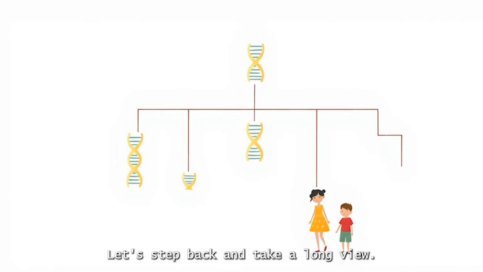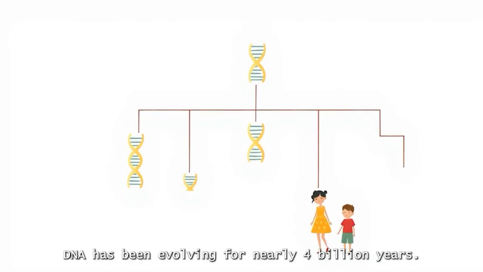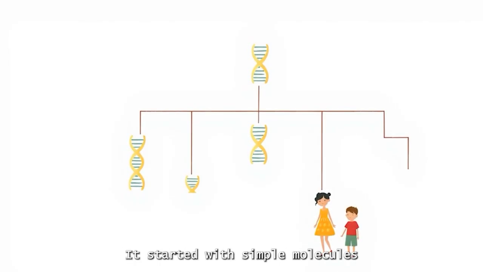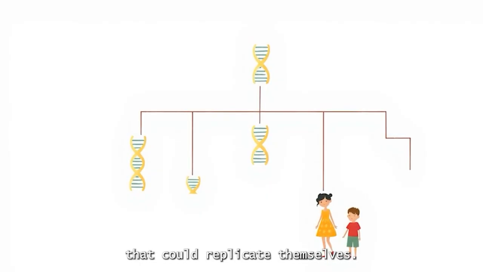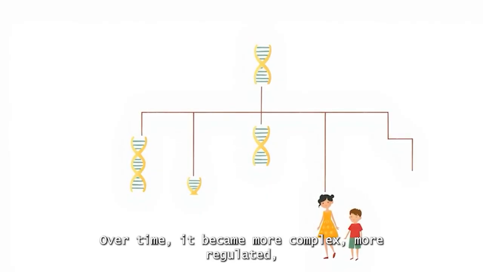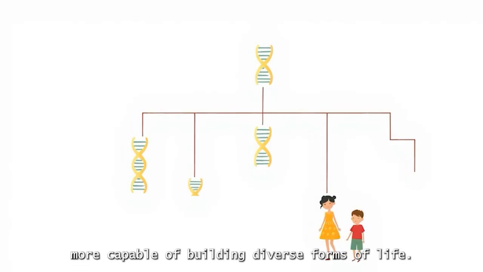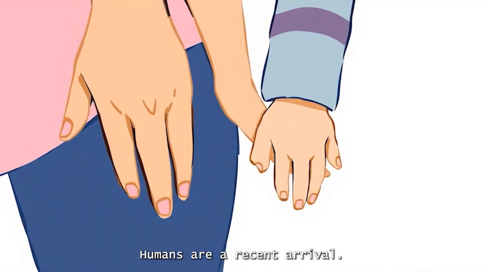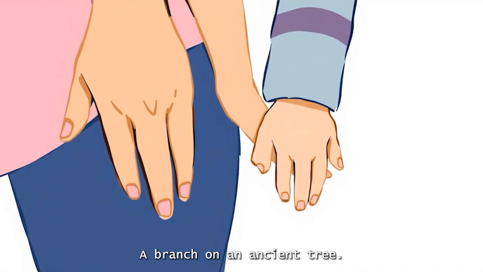Let's step back and take a long view. DNA has been evolving for nearly 4 billion years. It started with simple molecules that could replicate themselves. Over time, it became more complex, more regulated, more capable of building diverse forms of life. Humans are a recent arrival, a branch on an ancient tree.